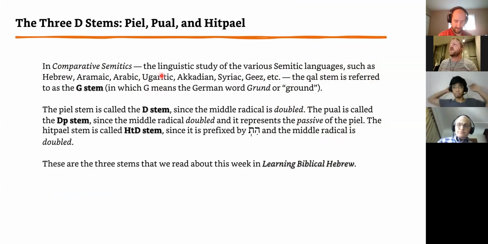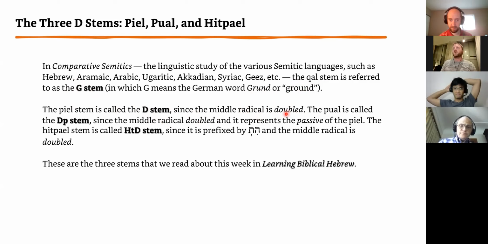The Qal stem is referred to as the G stem. G means Grund in German, which means ground. But what that means, it's the base. It's the basic one. It's the ground stem. We call it Qal in Hebrew. What we call the Piel stem in Hebrew is called the D stem. D means doubled. Doubling. Okay, so G is ground, D is doubled.